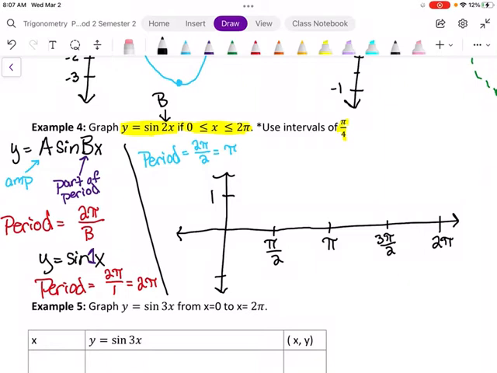And our amplitude is 1 for this because there's no number in front, so that's our amplitude. So we can go ahead and graph our parent function for our sine graph. Down to -1 and 0. We'll graph that on there.